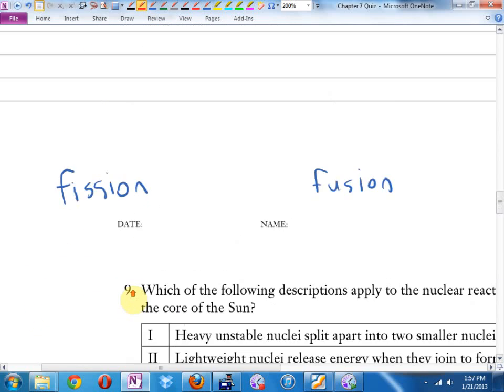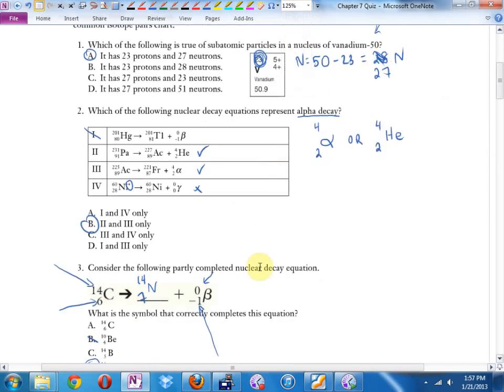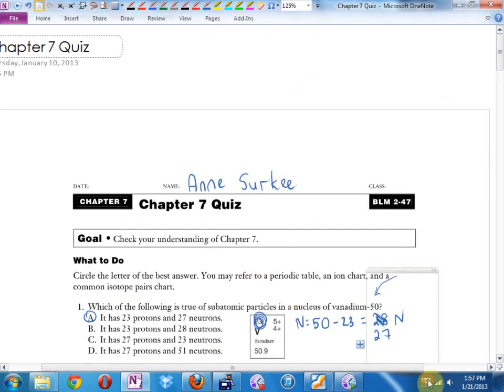So that's kind of a little summary of some of the multiple choice questions you'll be dealing with on your test on Monday. In about 10 minutes. Hang on, please.